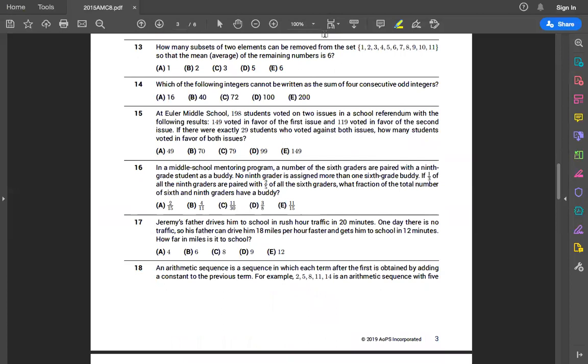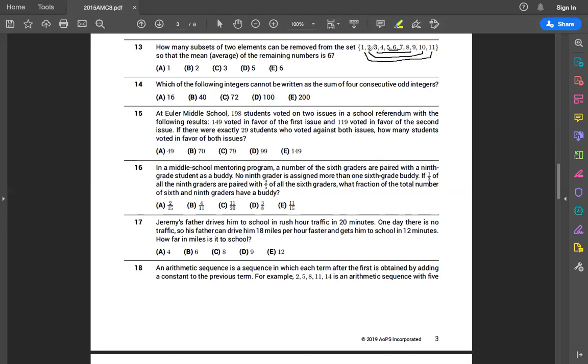We want to know how many subsets of the set 1 through 11 can be removed such that the average is still 6. So just looking at the set right now, we can pair them up like this: 1 and 11, 10 and 2, 3 and 8, and then 7 and 5, and then just 6 by itself. But we can see that each pair adds up to 12, but that also means it has an average of 6. So we can see that the average of the set right now is already 6.